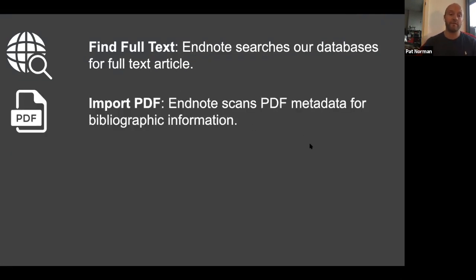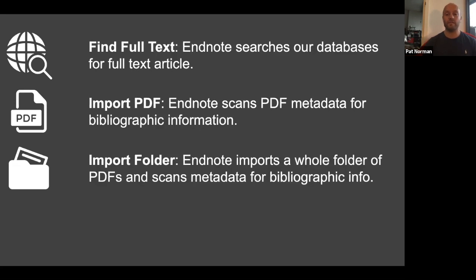Import a PDF. If you've already got PDFs, this is really helpful. You can go to the import menu, so File and Import in Endnote, and it will scan the PDF to see if there's metadata and create a reference out of the PDF. But again, that doesn't work all the time, only for fairly recent PDFs, and it depends on the publisher of the article itself. An import folder works much the same way as importing a PDF. You can tell Endnote to import a whole folder of PDFs if you've got them on your computer.